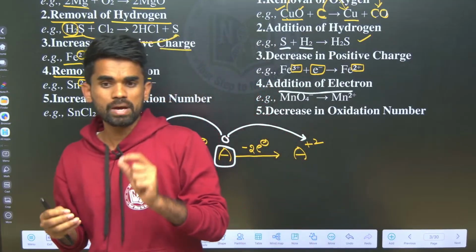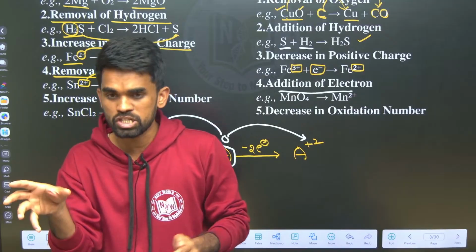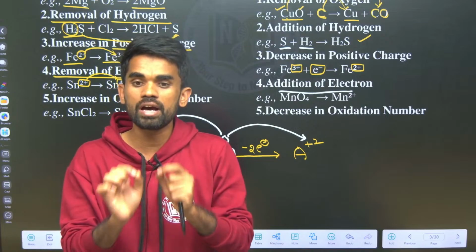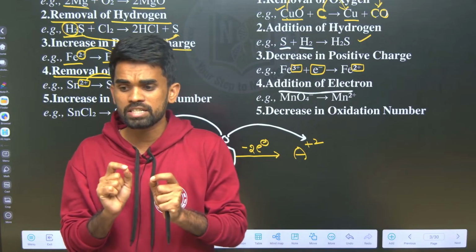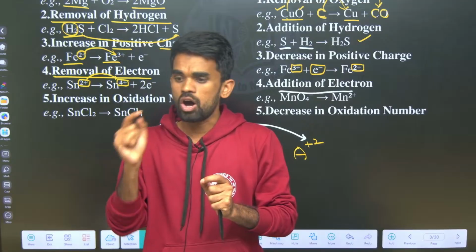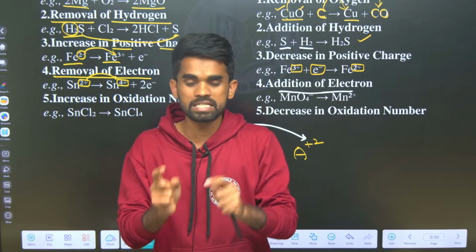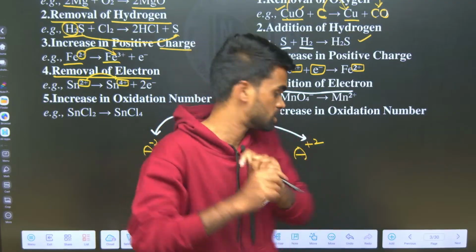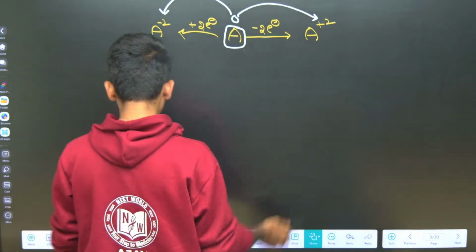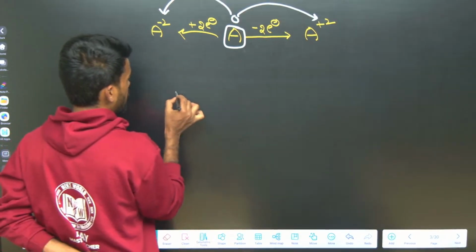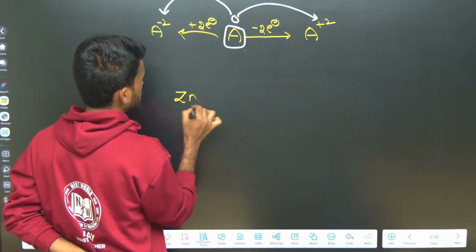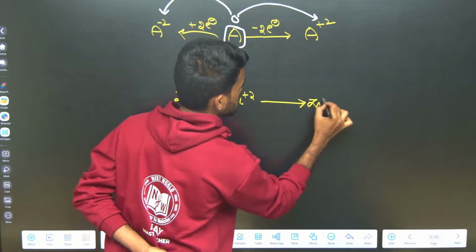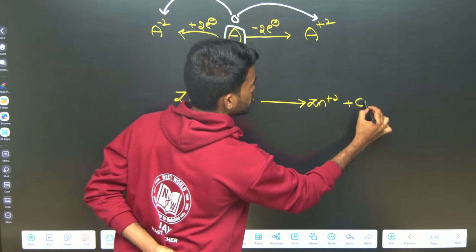Okay, during a chemical reaction, if both oxidation and reduction processes are involved, then we can consider those reactions as redox reactions. So what are redox reactions? Both oxidation and reduction taking place simultaneously in a given reaction, then those reactions are considered as redox reactions. For example, look here, I have Zn plus Cu+2 converting into Zn+2 plus Cu0.